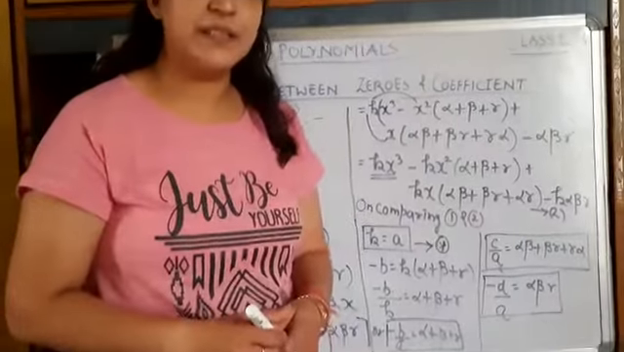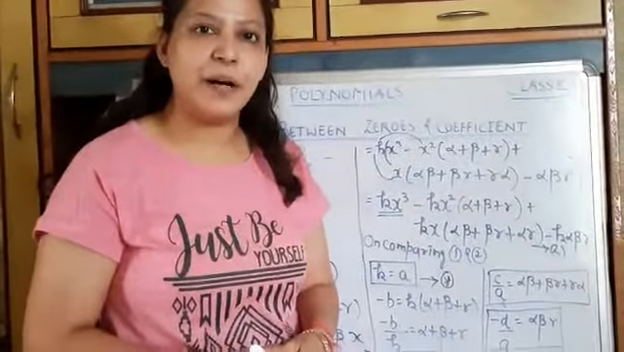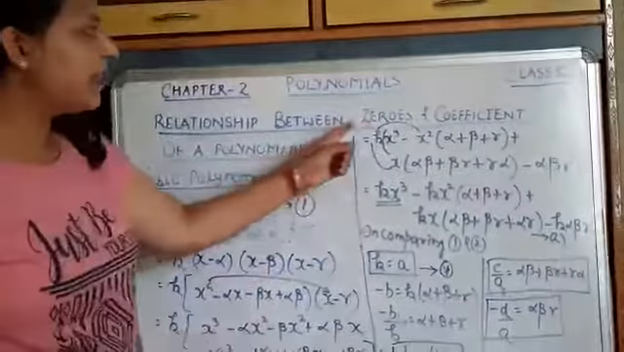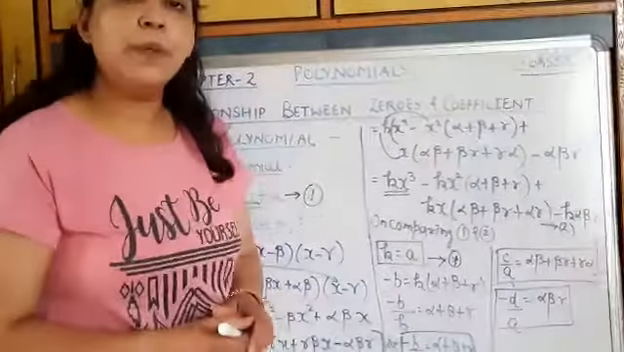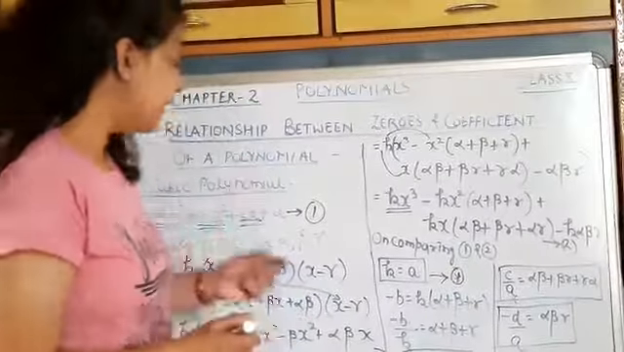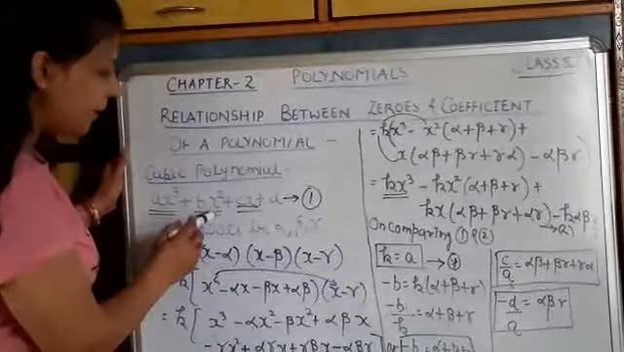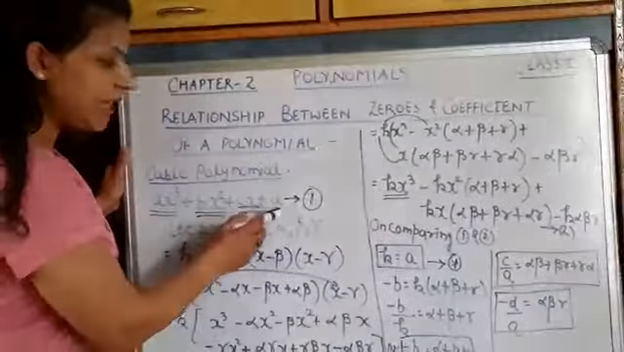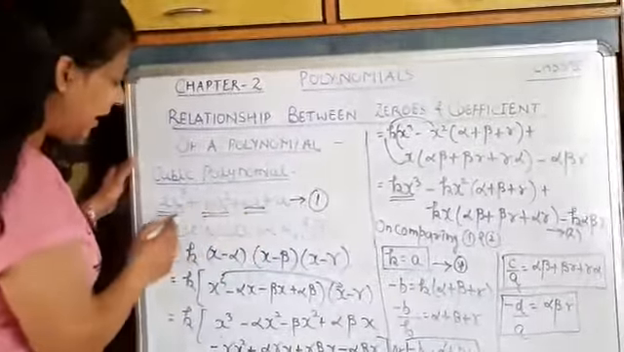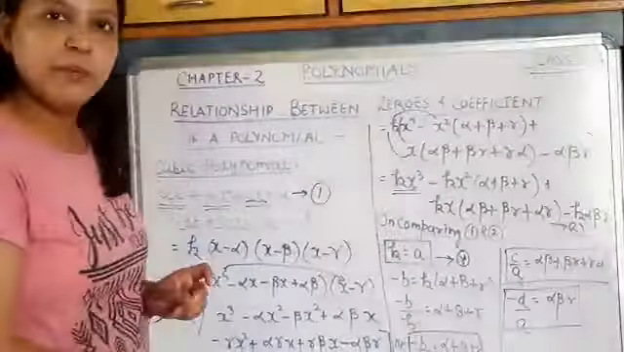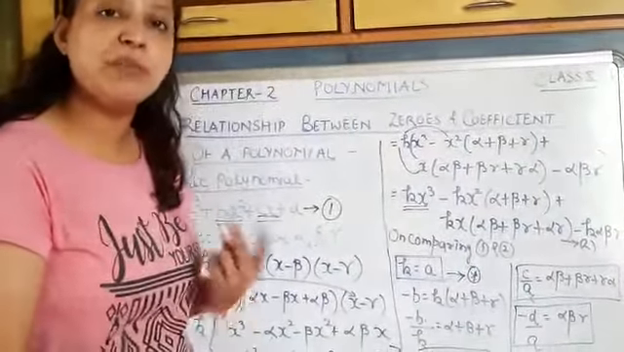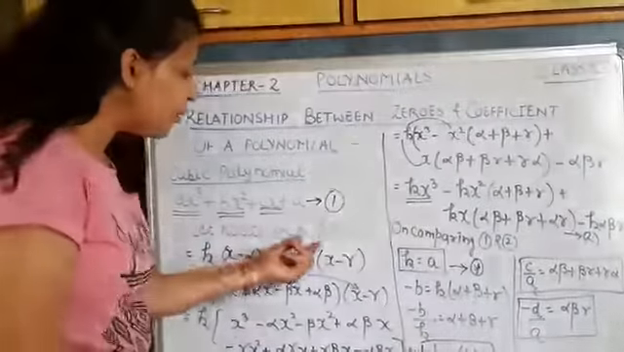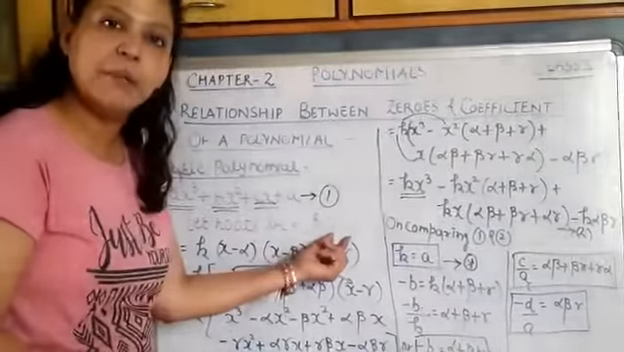Welcome back, students. Today we will discuss the relation between zeros and coefficients of a cubic polynomial. A cubic polynomial will always be in the standard form ax cube plus bx square plus cx plus d. Now, if it is a cubic polynomial, it will have three factors, or you can say three roots or three zeros.